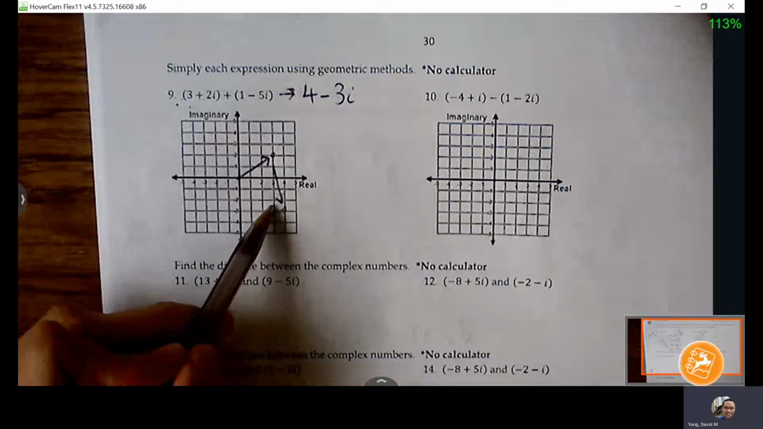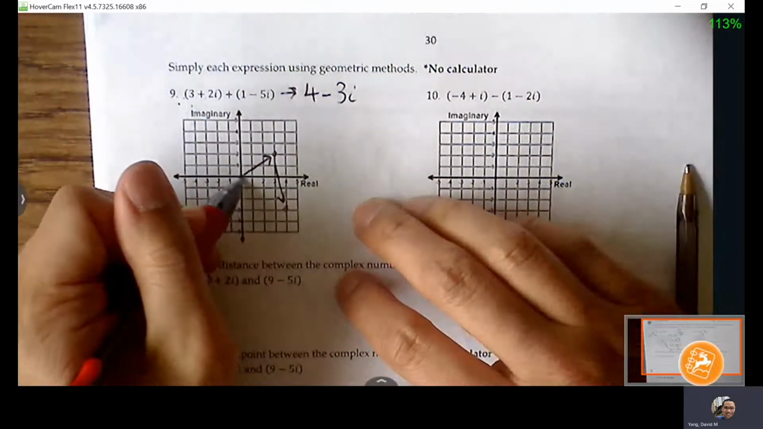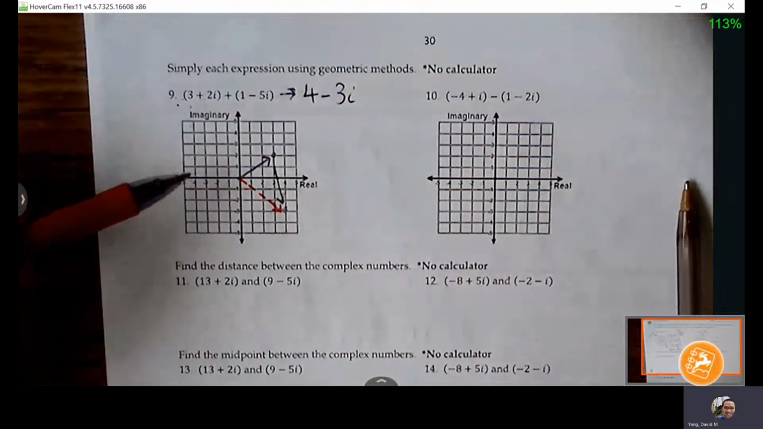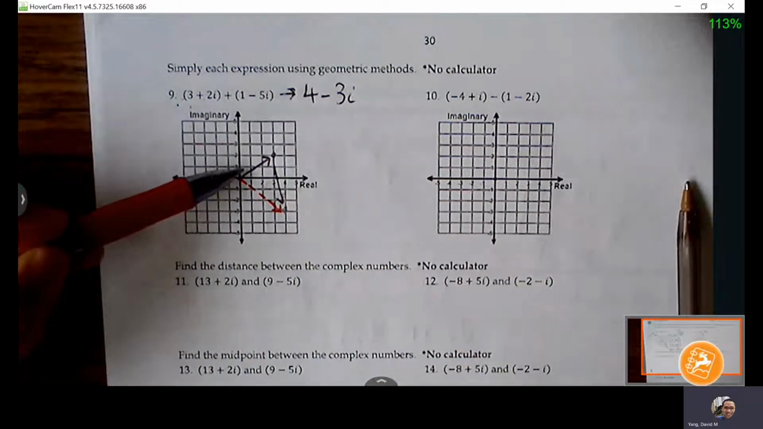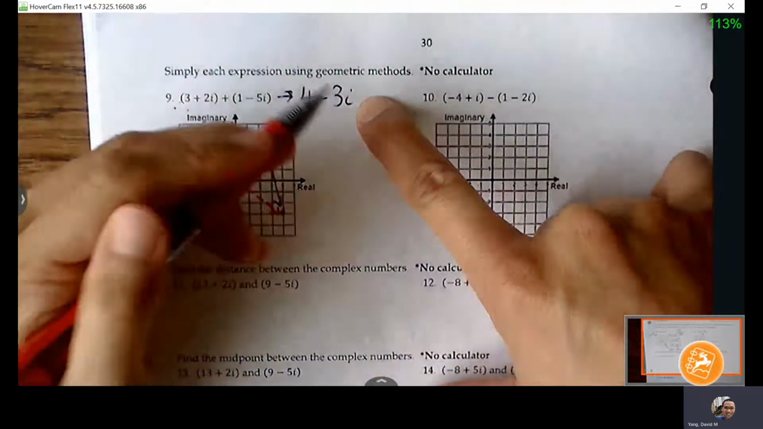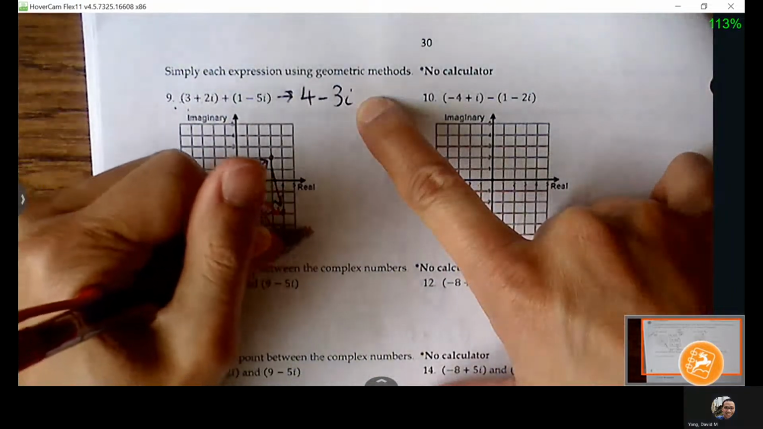So I'm starting here, and I'm ending here, so my resultant vector is just this piece right here. So let's see how far I travel here. I went 4 to the right and 3 down, and that's exactly my resultant vector.